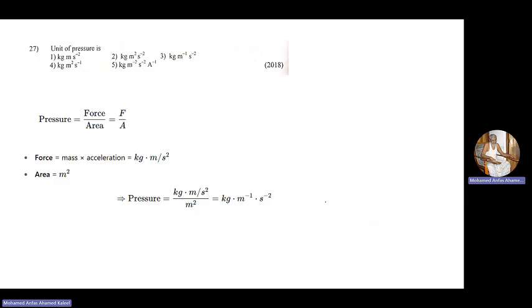Unit of pressure, it's very simple. We know the pressure formula: force over area. Force is kg m s^-2, and the area is meter squared. If you represent the units in the formula, it comes to kg m^-1 s^-2. That is the direct answer. You can choose option number 3.